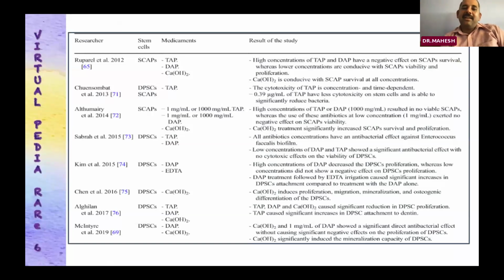So if we take up the effect of the intracanal medicament, what happens when we keep an intracanal medicament on the pulp stem cells? Actually, what is the effect of intracanal medicaments on the pulp stem cells? Higher concentrations of triple and double antibiotic paste also have a negative effect on the pulp stem cells. So it is always better that you don't use a very high concentration of triple antibiotic paste. When the effect is minimal, that promotes the dental pulp stem cells to grow, whereas a higher concentration always has a negative effect on the pulp stem cell formation.